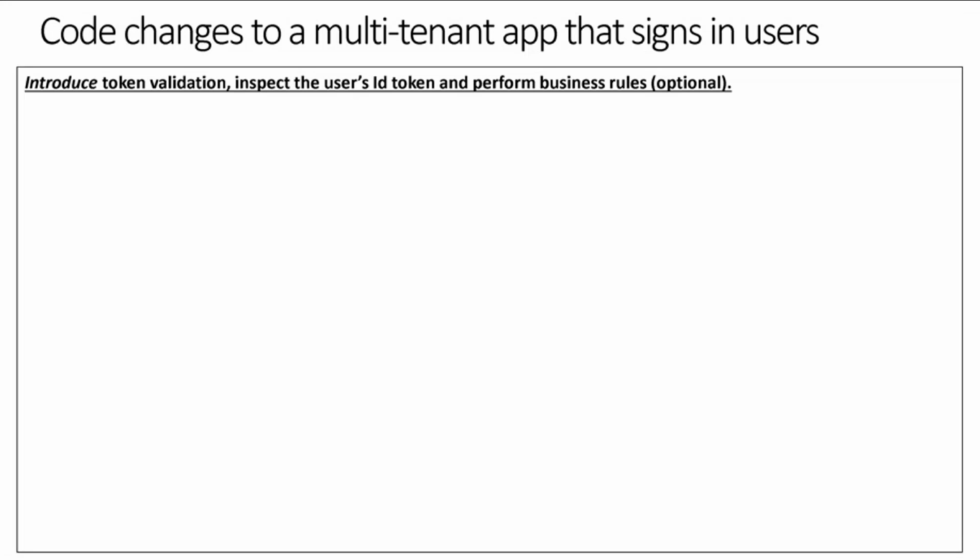Token validation is a mandatory requirement for web APIs. But now that you have enabled your application to sign in users from any tenant, you might want to control who and from which tenant users can sign in. This is optional. If you want to do this, you will introduce what we refer to as token validation.